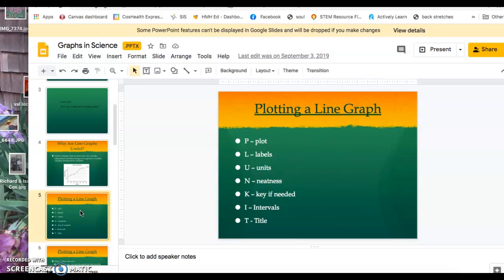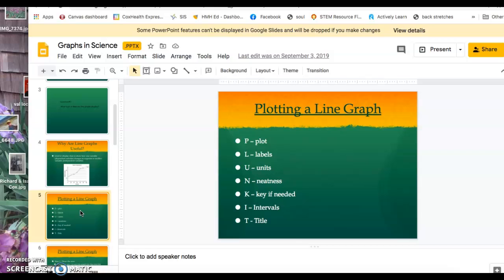L is for label. Did you label your axes? That would be the X and Y axis. Did you label them and tell us what exact variable you are graphing? U is for units. You must tell us what you measured in. If it's a number of something, you need to tell us. If it's number of days, you need to put days. We always put that in parentheses, so we know what you measured in. It could be centimeters, it could be kilometers, liters, whatever. You need to have those units on there.